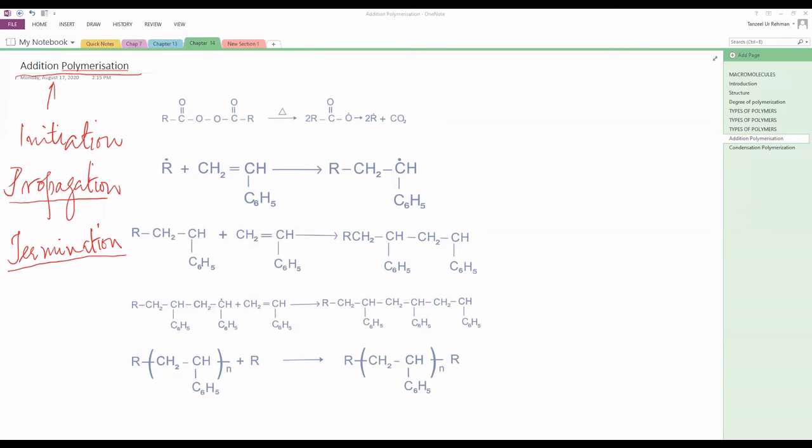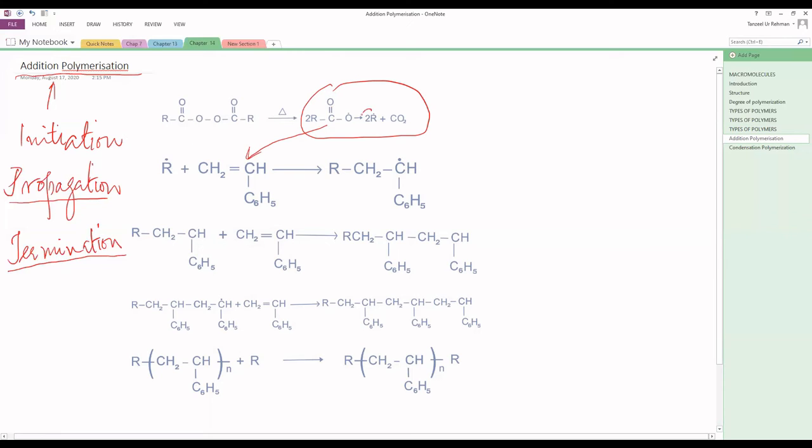So here we take the example of styrene. When we carry out polymerization of styrene, addition polymerization is catalyzed by thermal or photochemical decomposition of organic peroxides. So we use organic peroxides to initiate this polymerization. Now what happens here? Here this is the organic peroxide. First it changes to free radicals. Now these free radicals are responsible for starting the reaction.